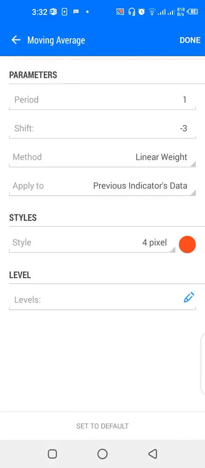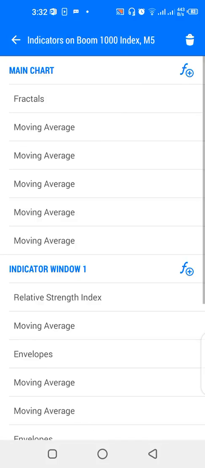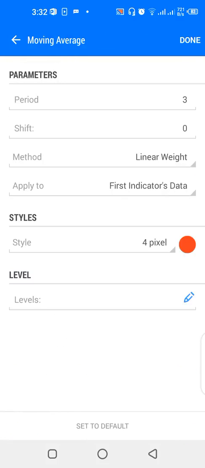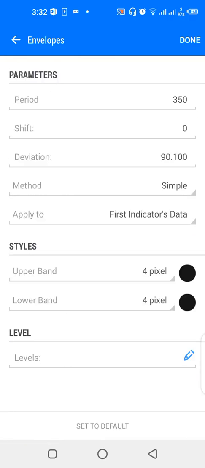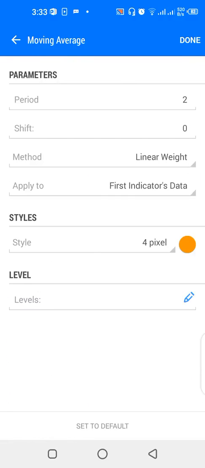Then you have moving average, period is 1, shift is -3, method is linear weight, apply to previous indicator's data, and color is red. Then you also have another moving average, the period is 3, shift is 0, method is linear weight, apply to first indicator's data, color is red. Then you have envelopes, period is 350, shift is 0, deviation is 90.10, method is simple, apply to first indicator's data, the upper band and the lower band color is black. Then you have moving average, period is 2, shift is 0, method is linear weight, apply to first indicator's data, and the color is orange.